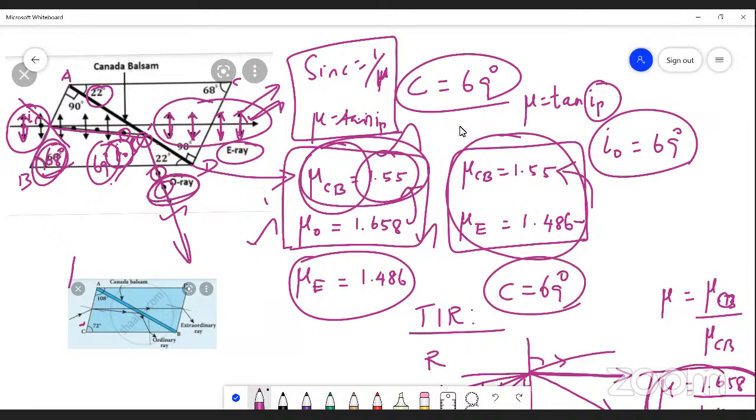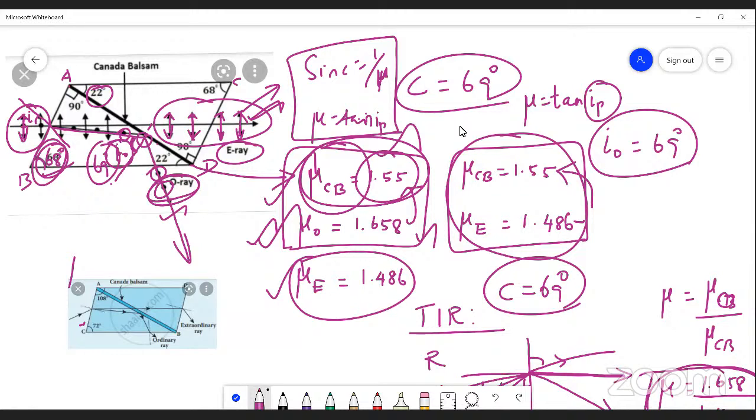Based on these values: the refractive index of Canada balsam, the refractive index of the ordinary ray, and the refractive index of the extraordinary ray. What is the refractive index of Canada balsam? 1.55. What is the refractive index of the ordinary ray? 1.658. What is the refractive index of the extraordinary ray? 1.486. Am I right? Yes, sir.